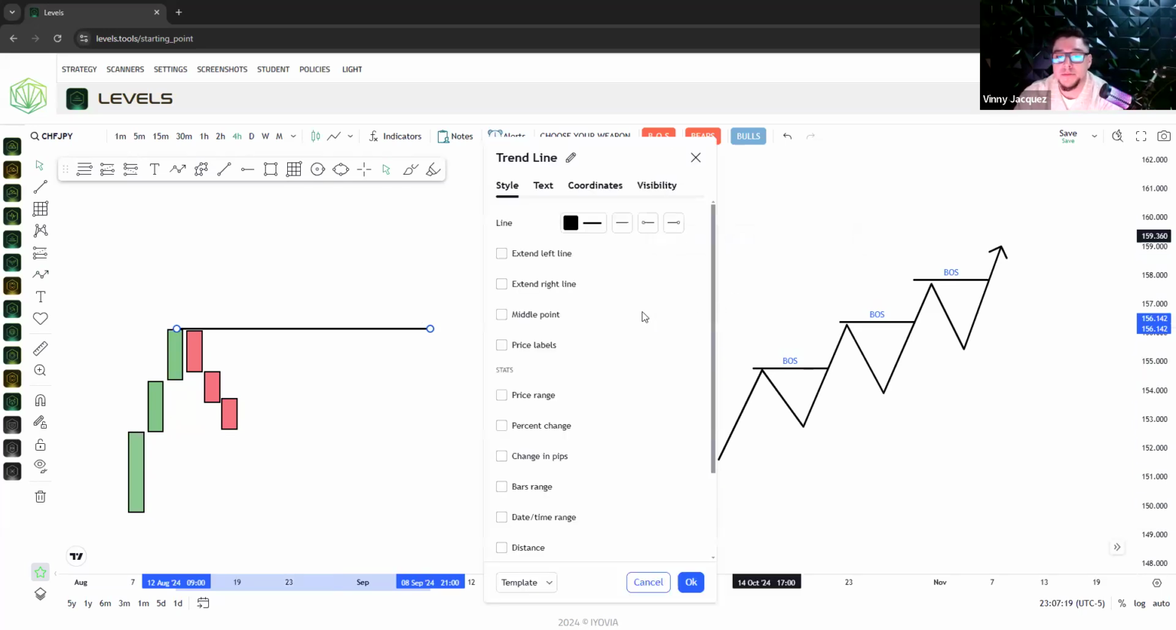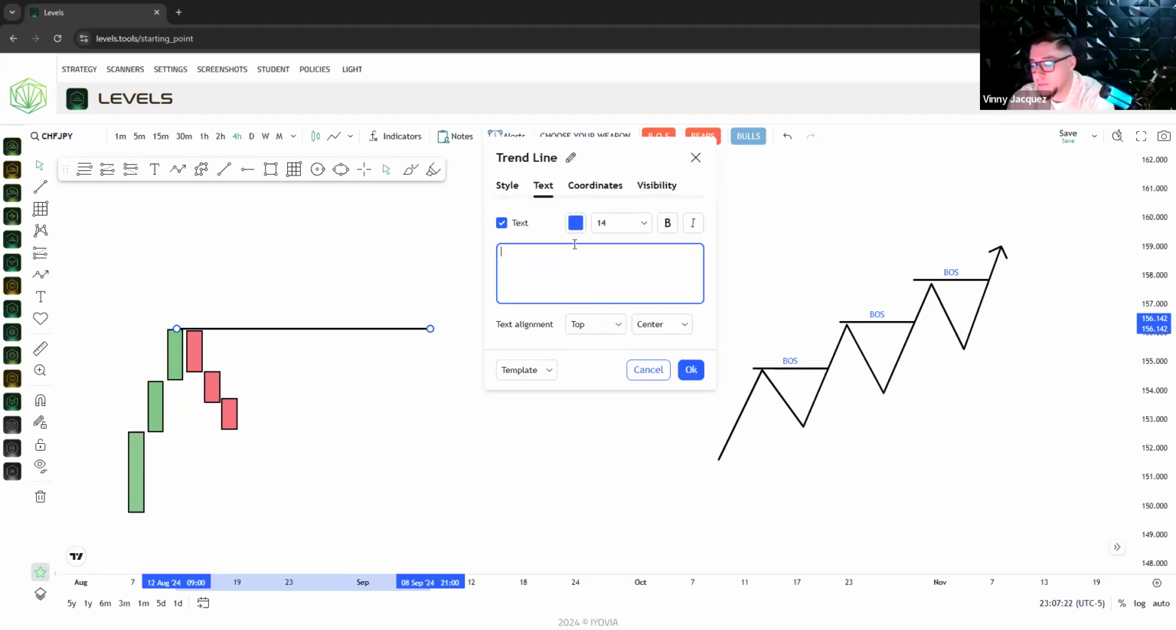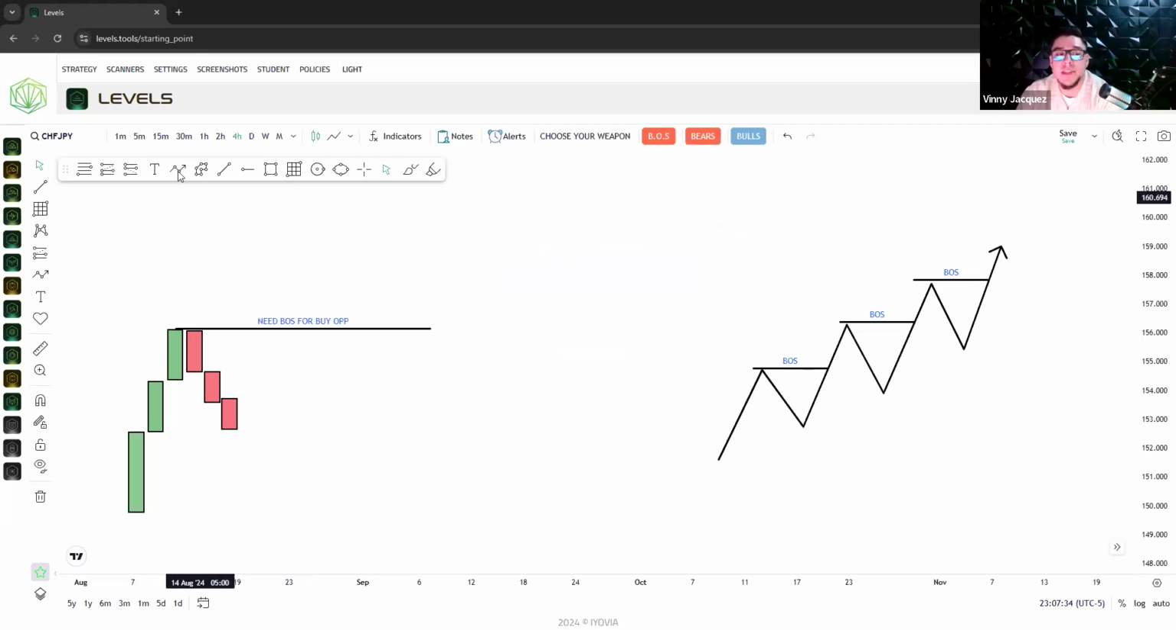Oh, snap. Need BOS for buy idea or buy opportunity. Right. So until then, we're really not looking for buys unless we can really identify structure as the market is dropping down. Right. But let's go ahead and continue.